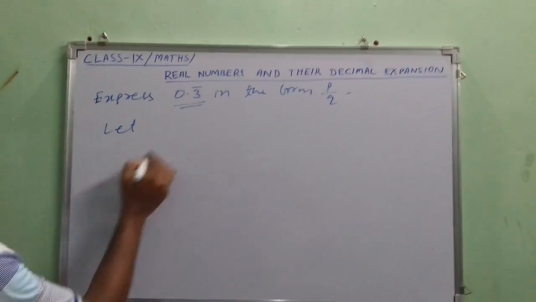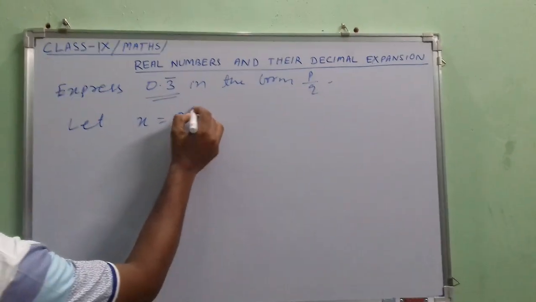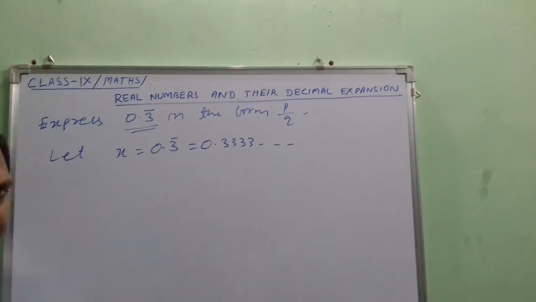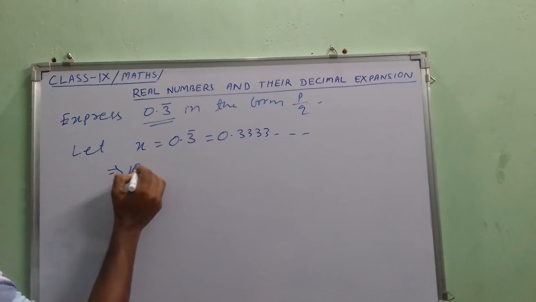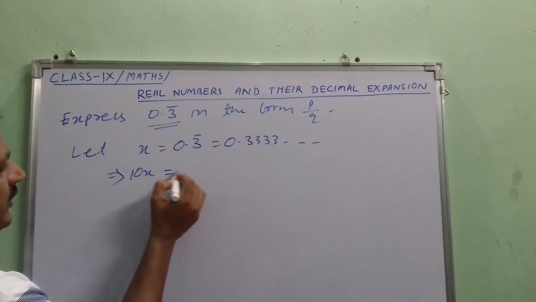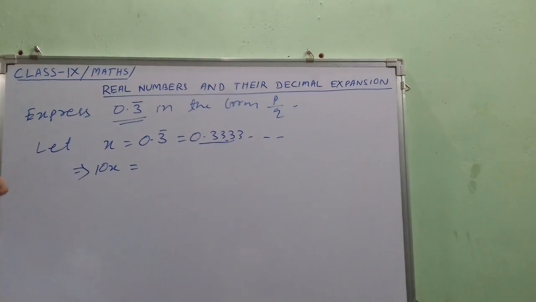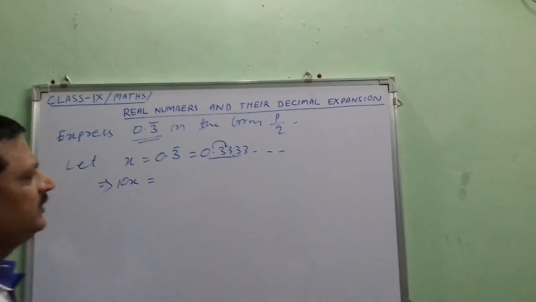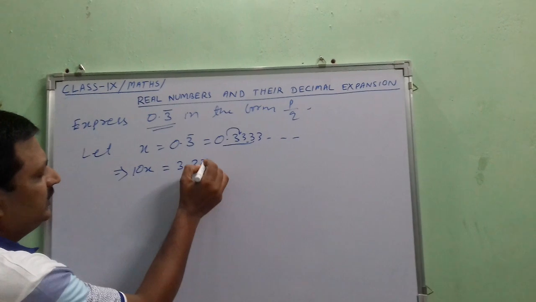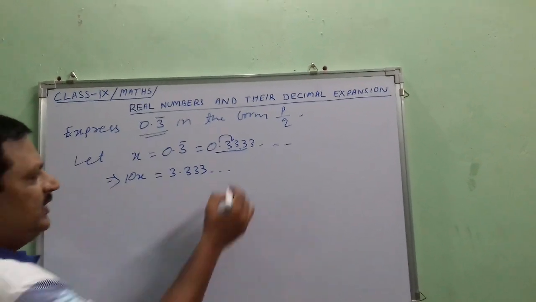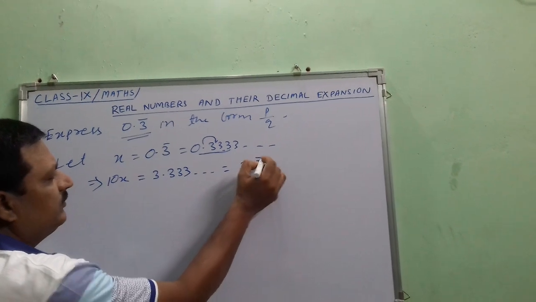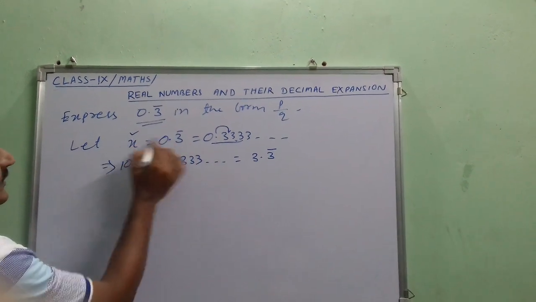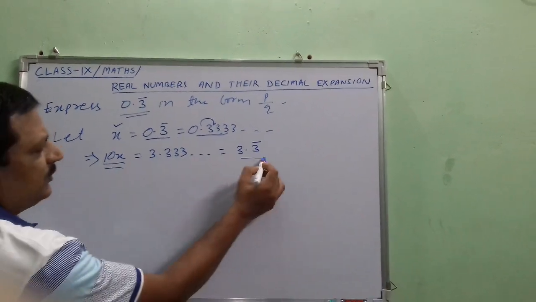Now let x be equal to 0.3 bar. That means this is equal to 0.3333 like that. Then what will be the value of 10x? If I am multiplying by 10 here, that means the decimal point will move to this place. So I shall get 3.333, right? And this means 3.3 bar, right? Now you see, x means 0.3 bar, 10x means 3.3 bar.